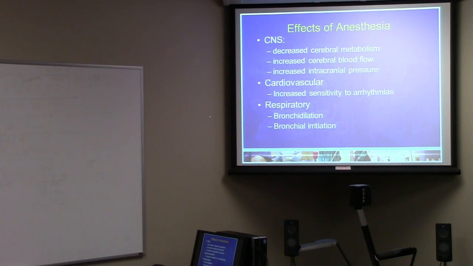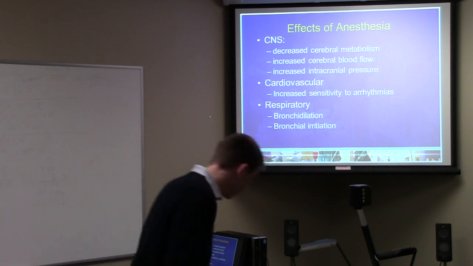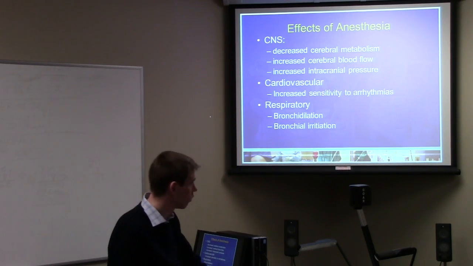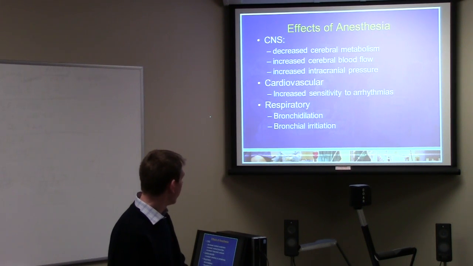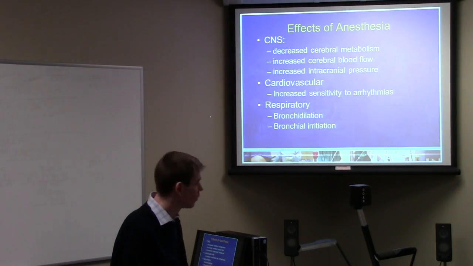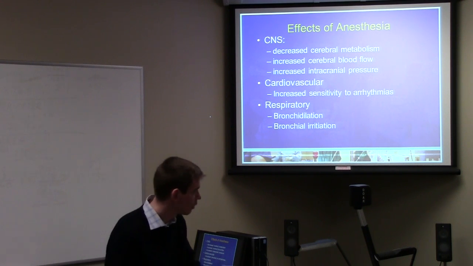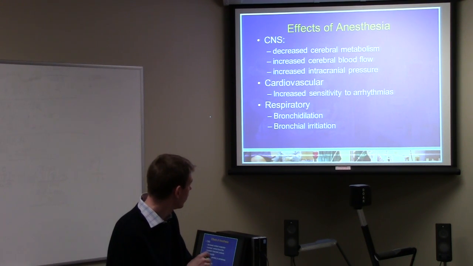Some of the effects: we are decreasing cerebral metabolism, but we are increasing cerebral blood flow and intracranial pressure. So this is important if the patient has had some type of head trauma, maybe a car accident. You have to be careful with that. Also, it's going to make the patient more sensitive to arrhythmias. So if the patient has a cardiac condition, this can be a complication as well.